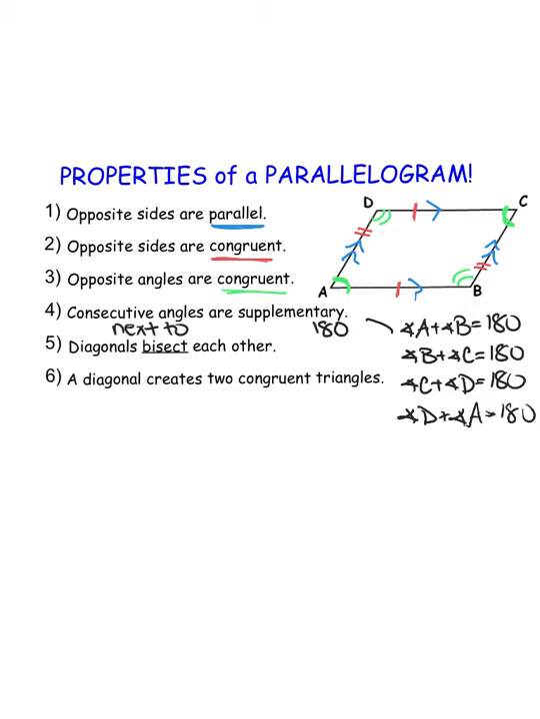The next thing is that the diagonals bisect each other. Remember, when we see the word bisect, I need you to think cut in half. And the sixth property we need to know is that the diagonals create 2 congruent triangles. So if we were to draw a diagonal in here, this we would say is triangle 1, and that's triangle 2. Those 2 are congruent. These properties are going to come up again for the rest of the year in geometry.